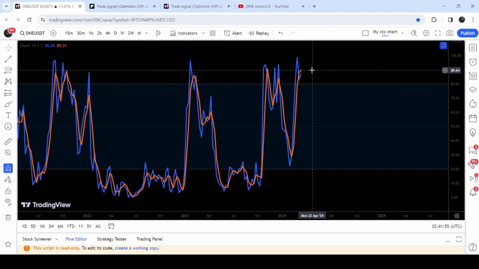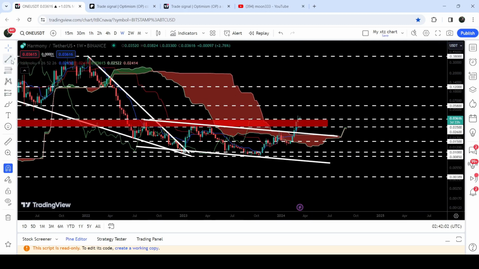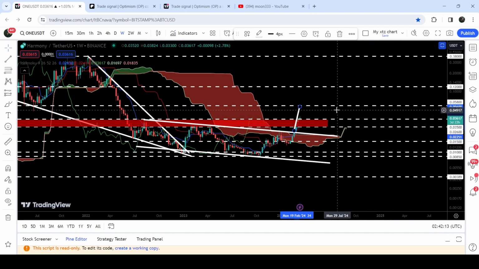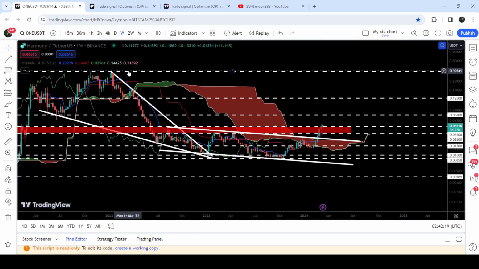Now, if we take a look at the final targets for these two breakouts, from this down channel and from this falling wedge pattern, then the technical target for the breakout from this down channel is here at the next long-term resistance of 5.8 cents, not 58 cents, at 5.8 cents. And now if we take a look at the final target for this huge breakout from this big falling wedge pattern, that target is here at the top of this wedge. That is approximately at 40 cents.